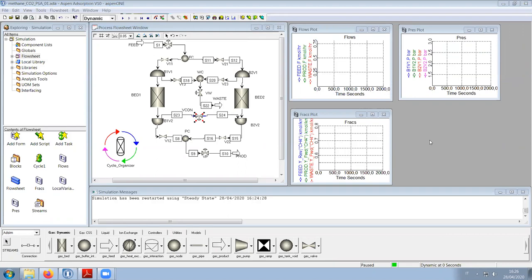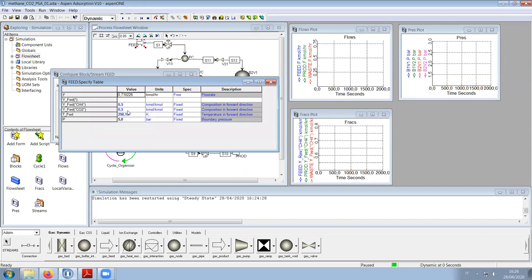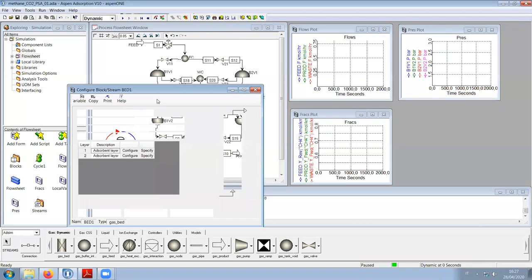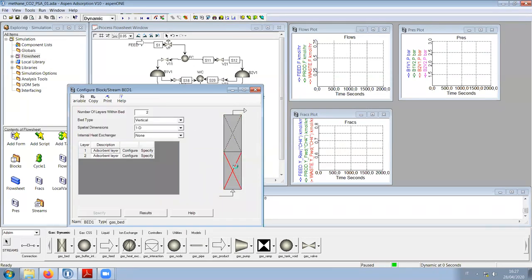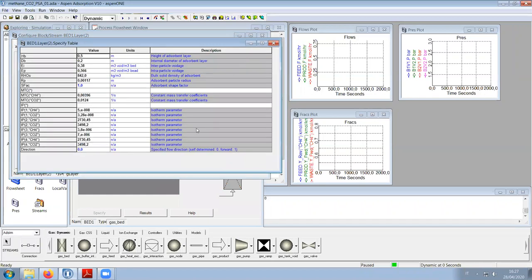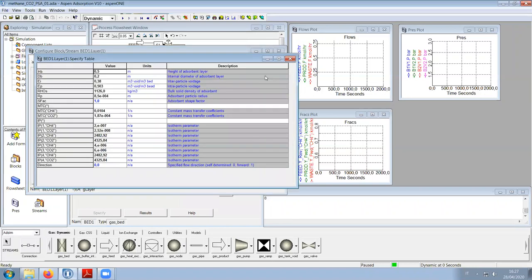Okay, here we have a simple flowsheet for the purification of a stream made 50% methane and 50% CO2 at 5 bar. This is just an example. The bed uses a layer of zeolite and a layer of carbon. This is the carbon layer, and this is the zeolite layer.